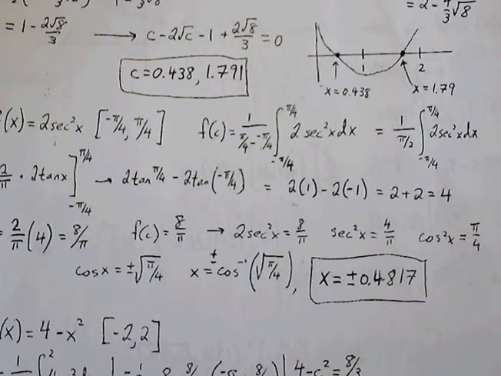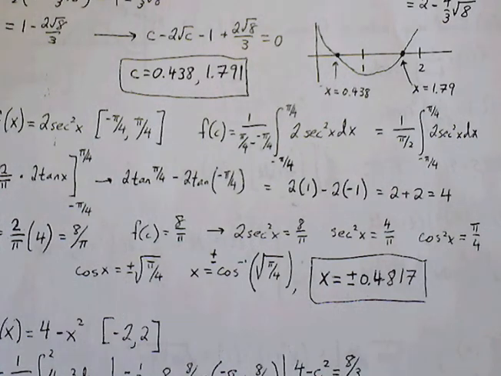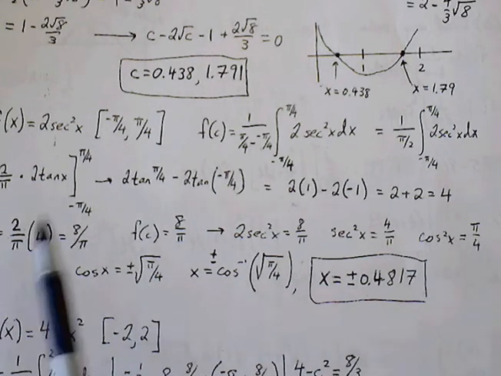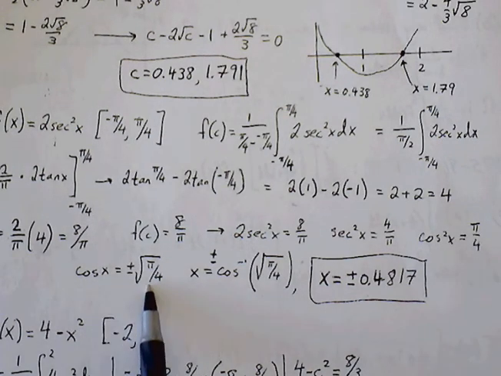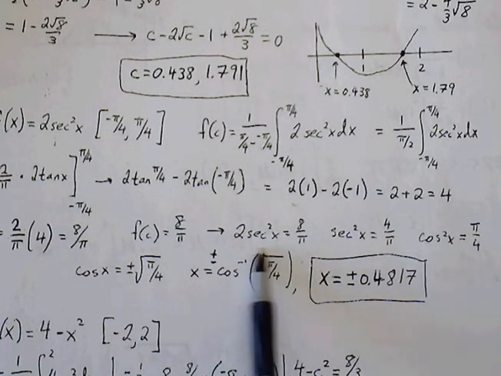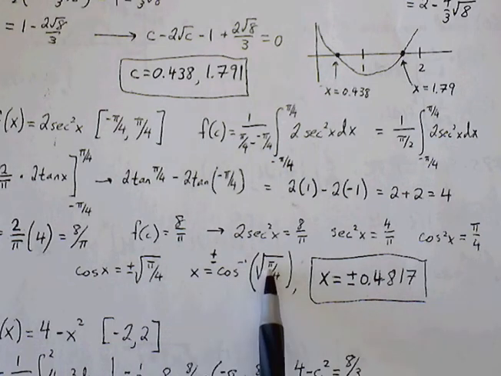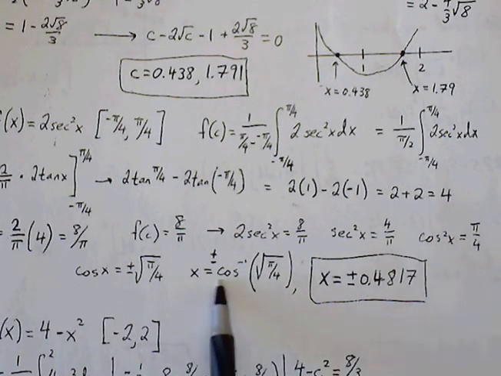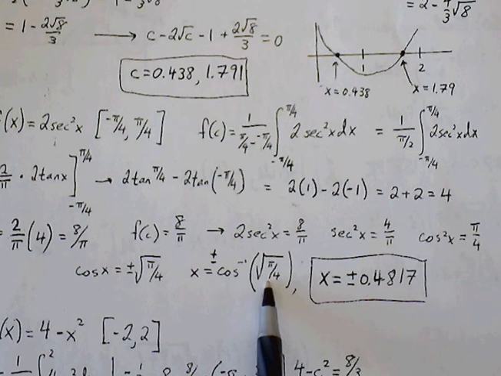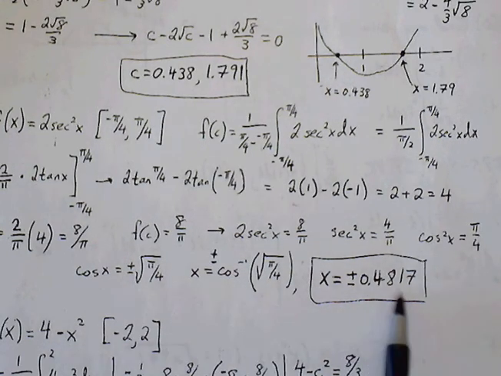Secant squared x is 4 over pi, so I can make cosine squared x equals pi over 4. Cosine x equals plus or minus square root of pi over 4. And so when we bring the cosine over to inverse cosine, this plus or minus is for the inverse function. So we pull the plus or minus out. It's not going to go with the square root of pi over 4. So inverse cosine of square root of pi over 4 is 0.4817, so we simply get plus or minus 0.4817. Okay, 47.